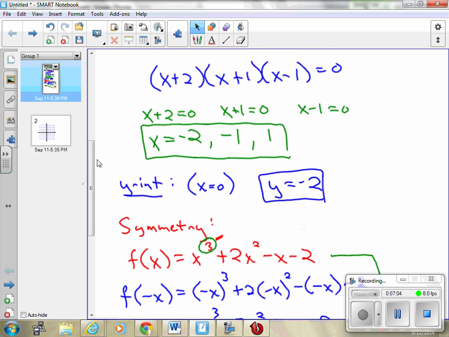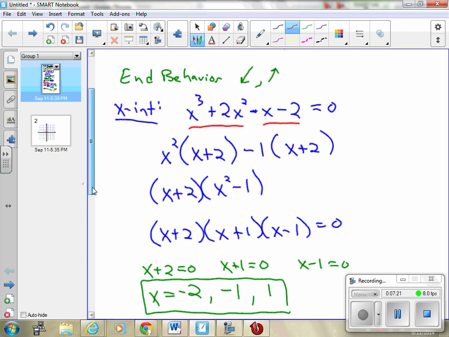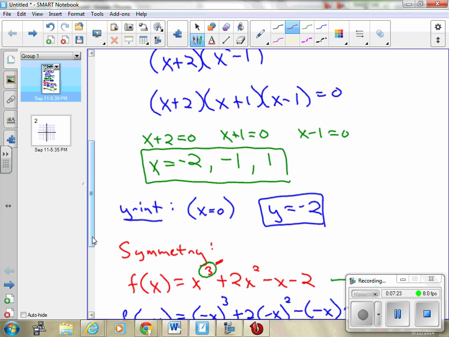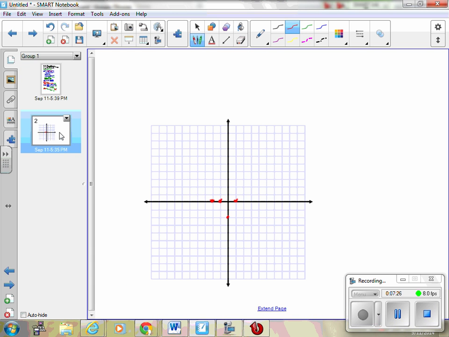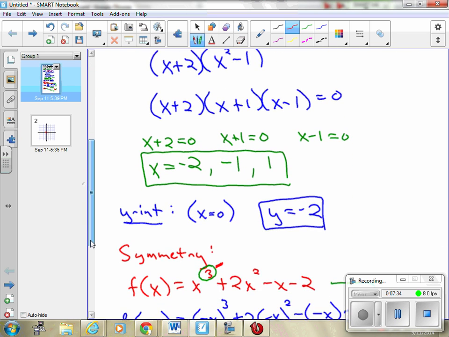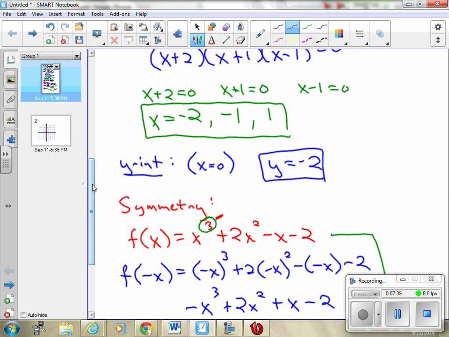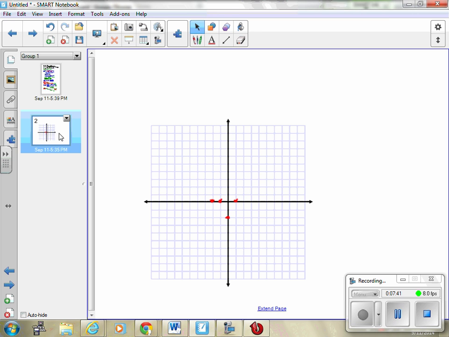So my x-intercepts were negative 2, negative 1, and 1. So I'm going to go here, and at negative 2, negative 1, and 1, I'm going to put those intercepts. Also, looking back on the other sheet, we figured out that the y-intercept was at negative 2. So I'm going to plot that. And based on the other guy, we knew that there was no symmetry, and the graph is going to take 2 turns.